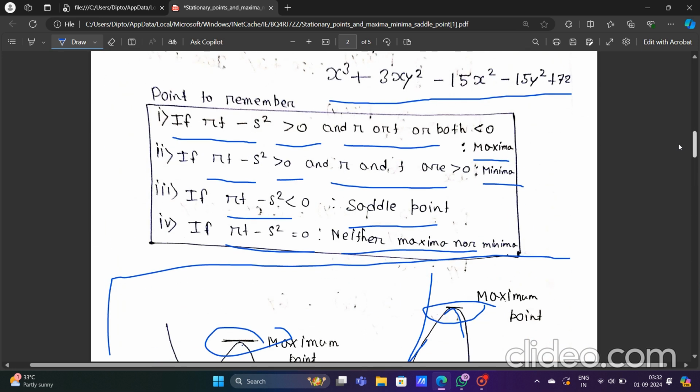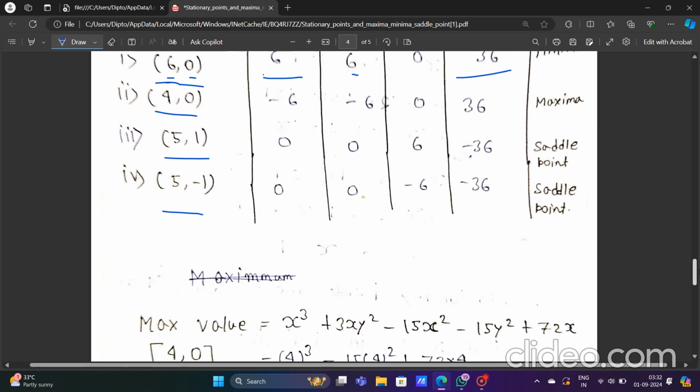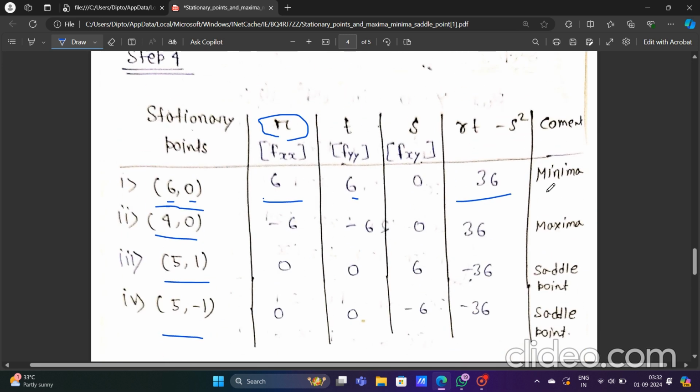So just see the conditions now. If rt minus s square is positive and r and t both are greater than 0, then we are getting minima. So this 36 is giving us minima. As you can see, the comment spelling is actually wrong here, whatever. Similarly you have to do it for all the points.